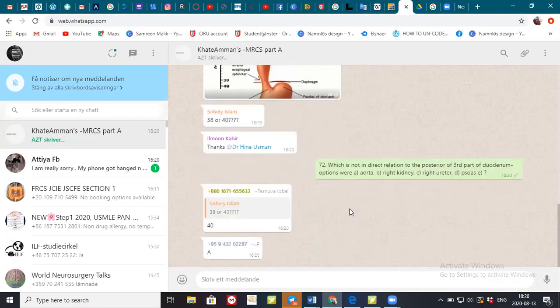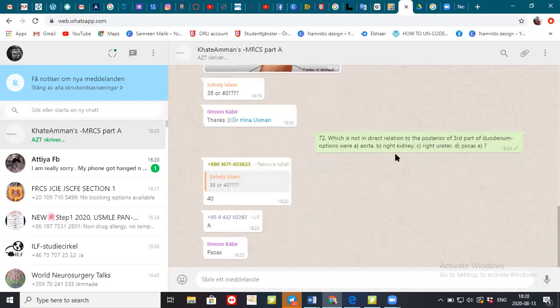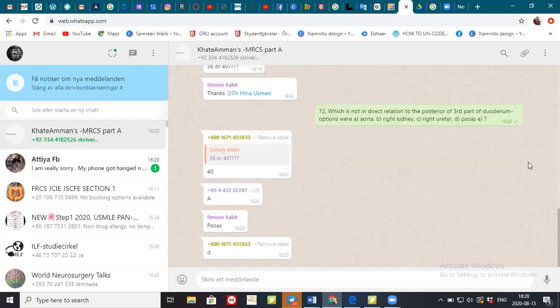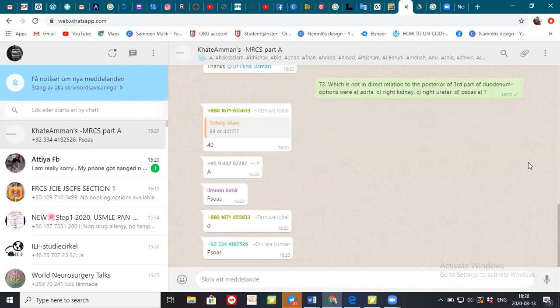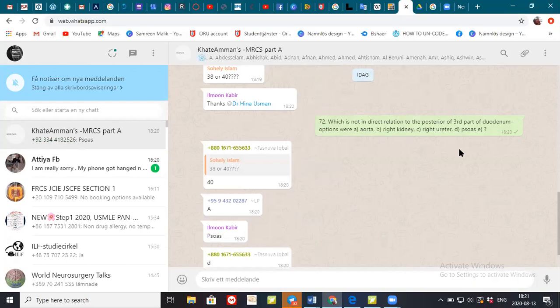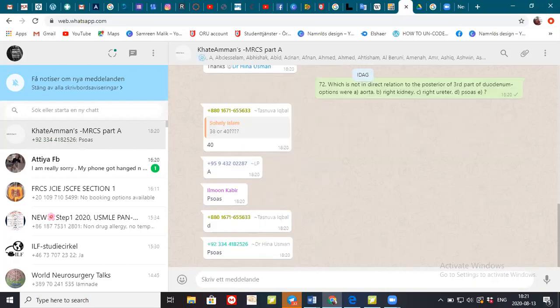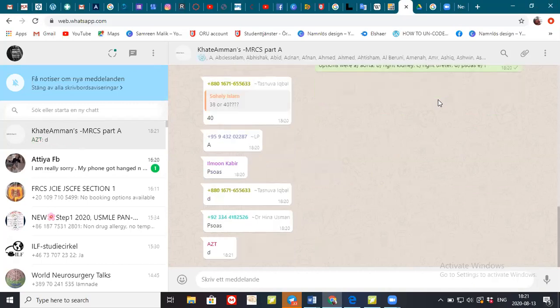Yes. 72. Which is not in direct relation to the posterior third of the duodenum? Options are aorta, right kidney, right ureter, psoas. It's psoas. It's not in direct relation. So the relation of the duodenum is important. They can ask you anterior relation, posterior relation, rubbish. You have to memorize them or look at the pictures to learn them. I always forget that.